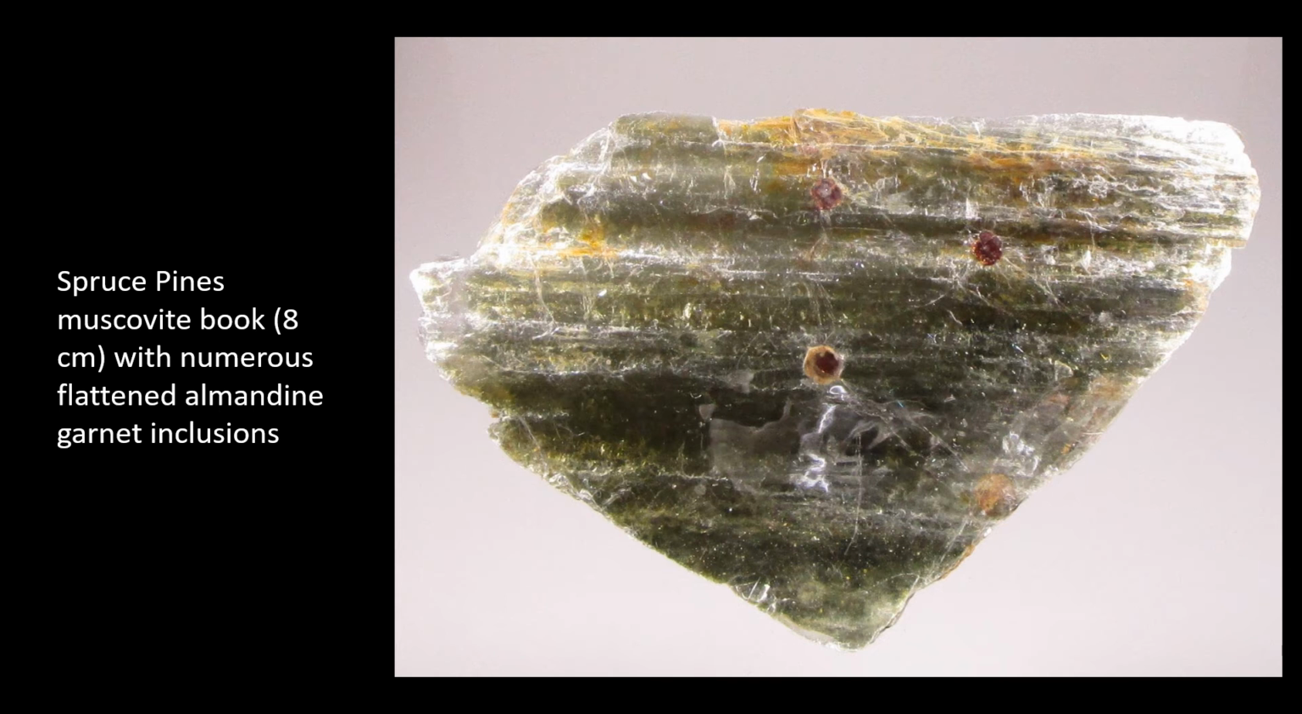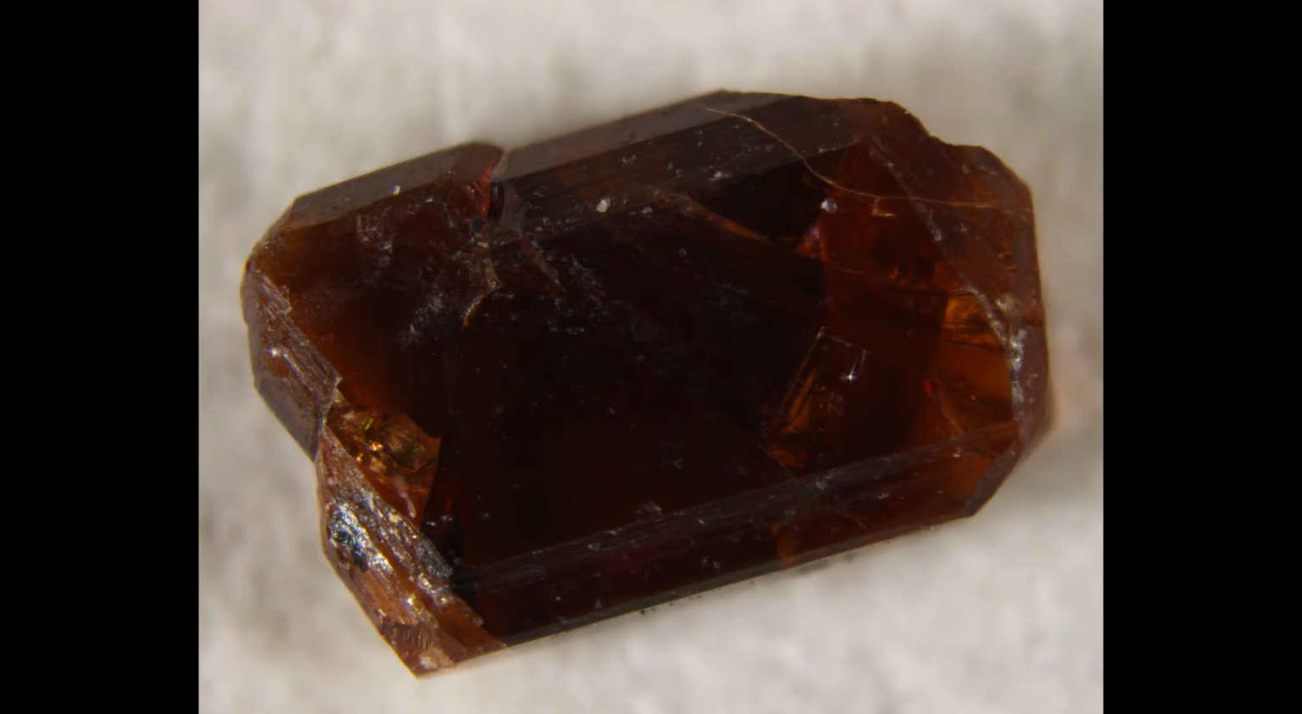So using samples like these, we plucked out a couple of those garnets to look at under a petrographic microscope. So this is one of those garnets. It's about 1 millimeter across, and you can see here these edges where it grew up against the muscovite sheets.